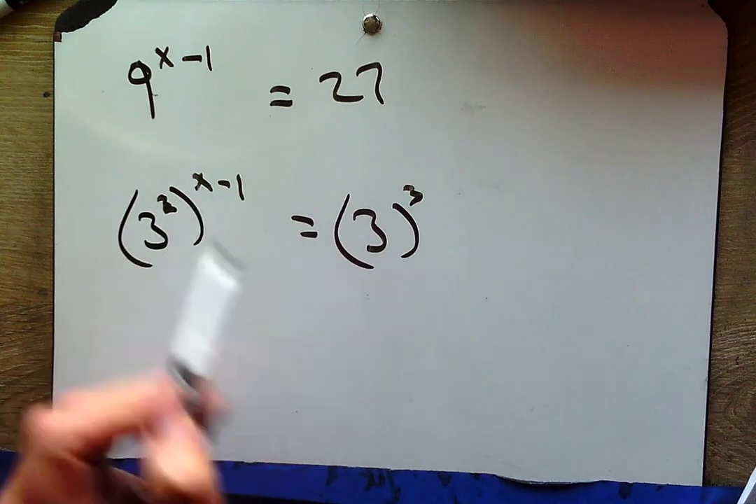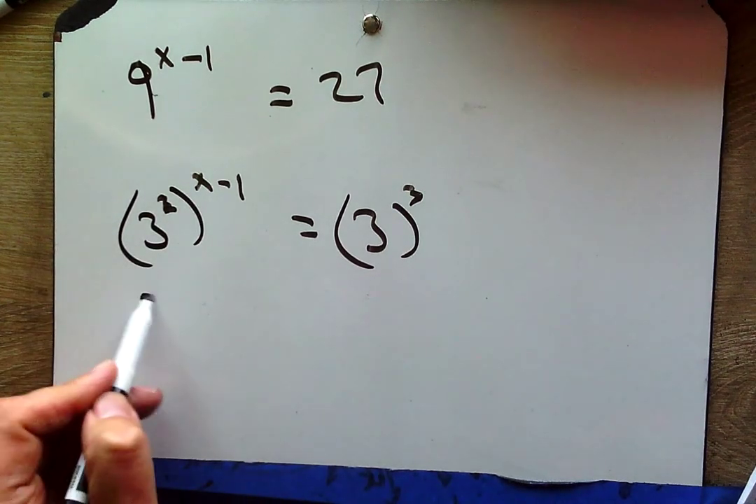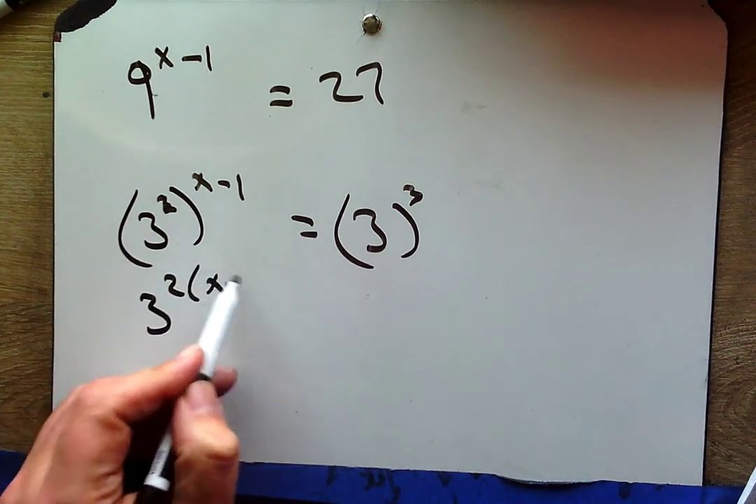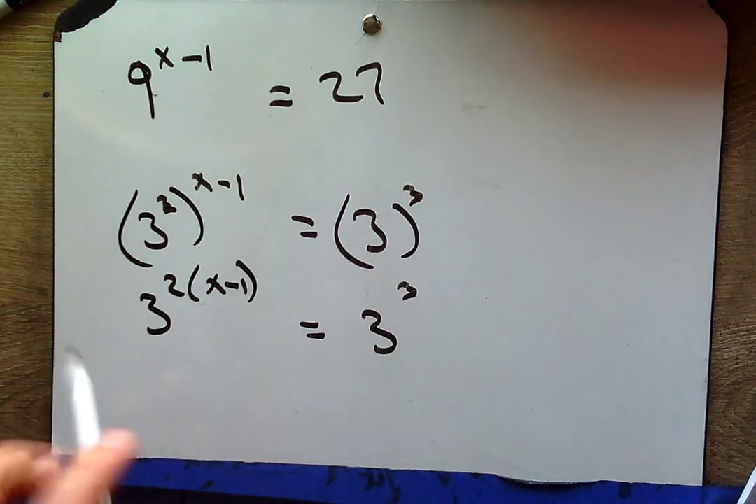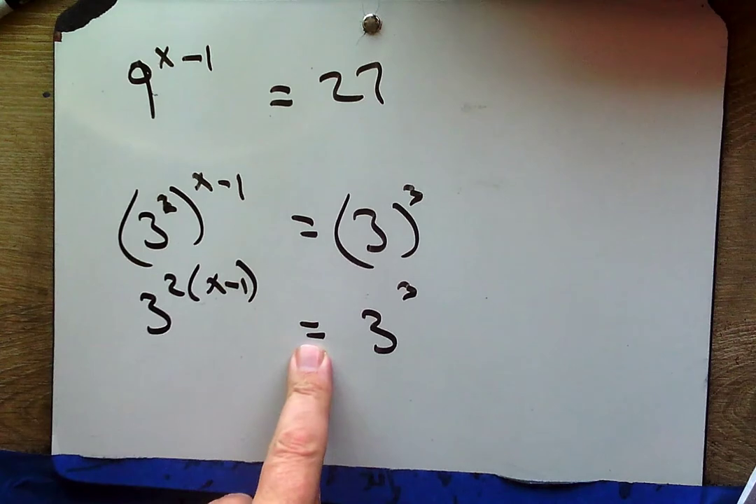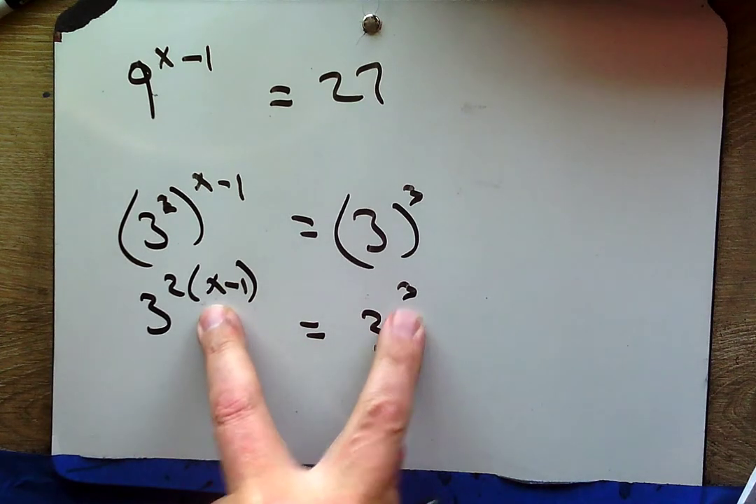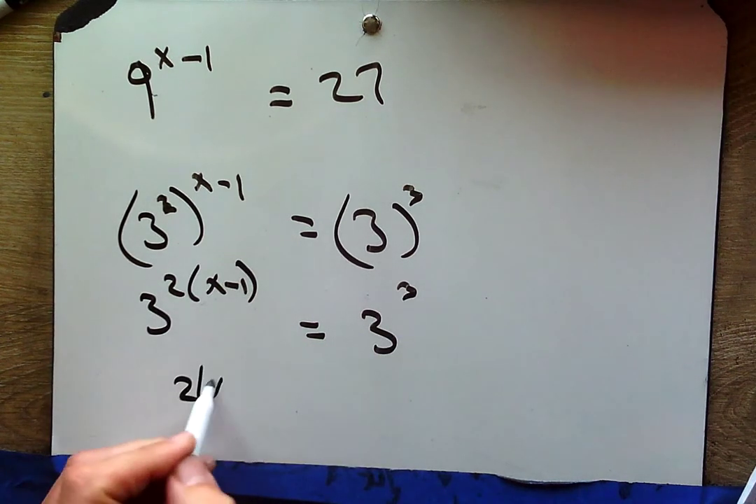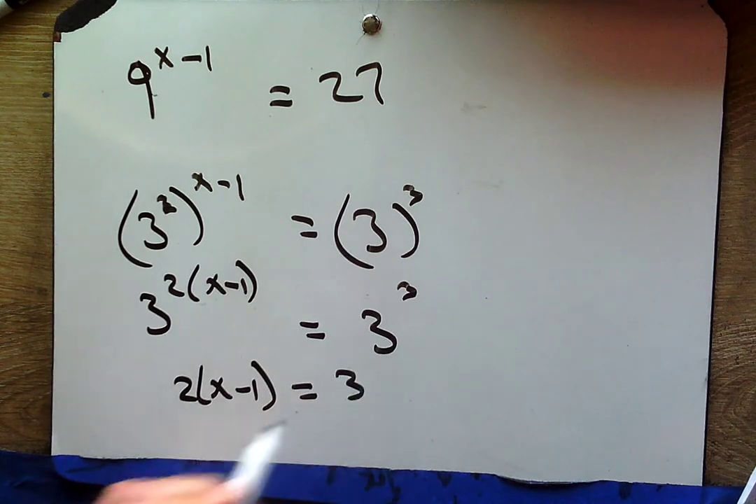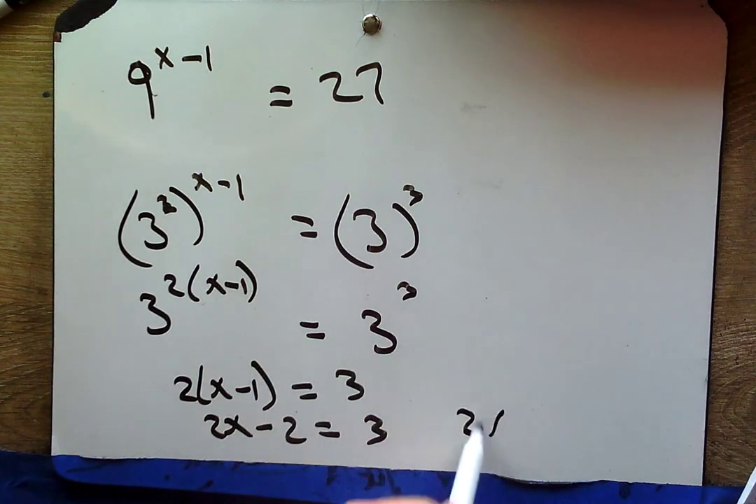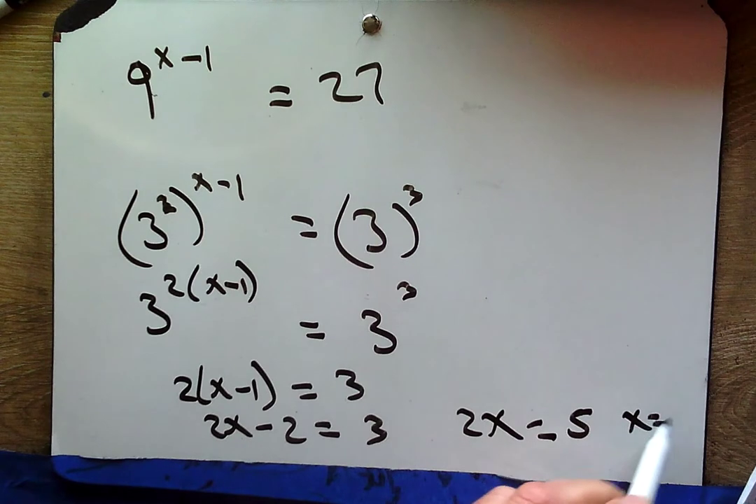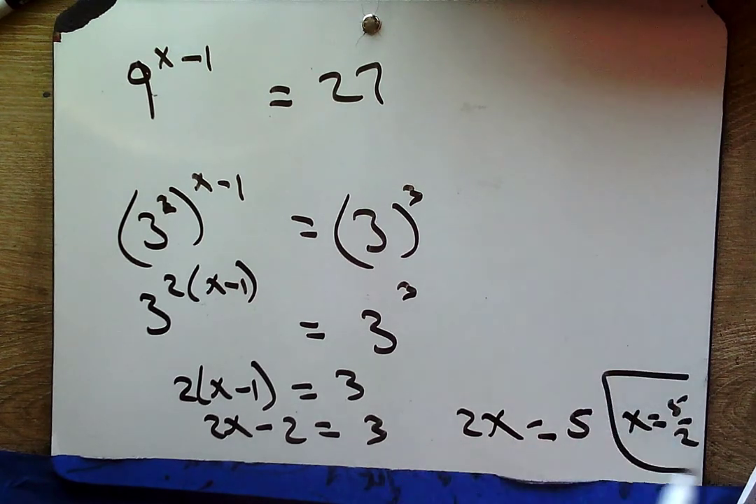When I raise a power to a power, I multiply those powers. And since the bases are the same and the terms are equal, these exponents must be equal. 2x minus 1 equals 3. 2x minus 2 equals 3. 2x equals 5, because I added 2 to both sides. And so we know that x equals 5/2.